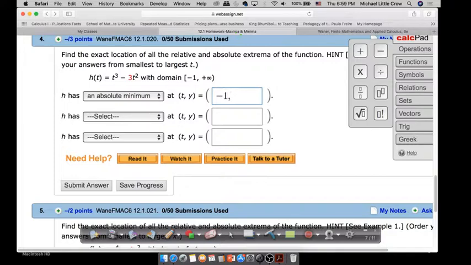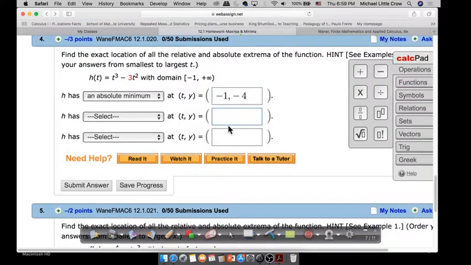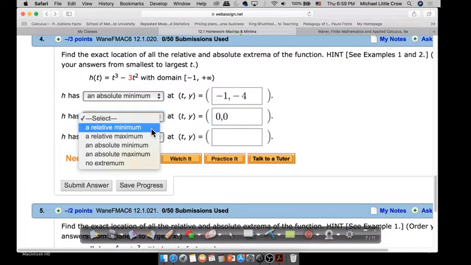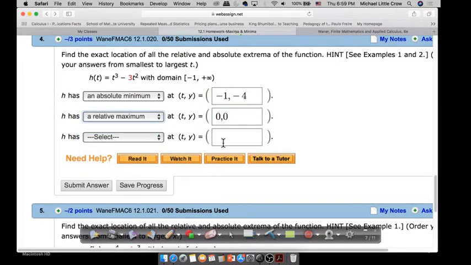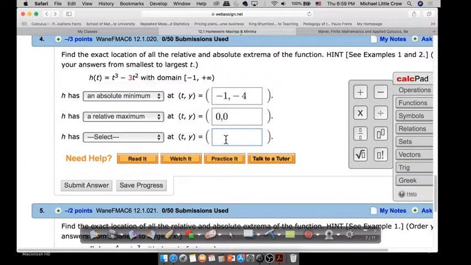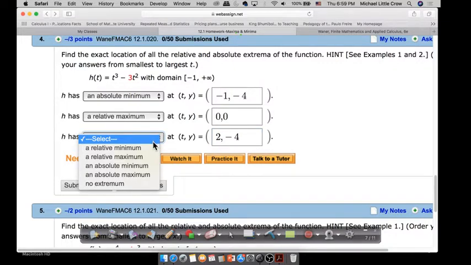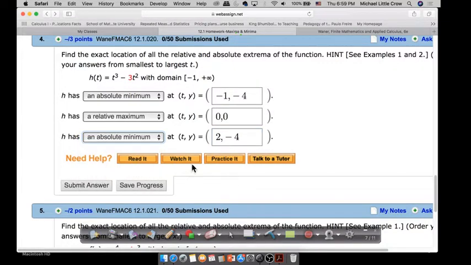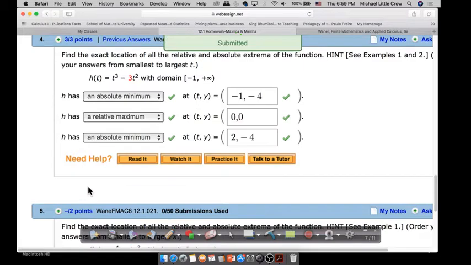Yes, exactly. Well, we had -4 here. We had (0, 0), and I think that was a relative max. And this one was (2, -4), and that we said was an absolute minimum. Did I get it all right? I think. Let's see. So now let's see if it'll take the answer. Hey, it did. So we answered our question.